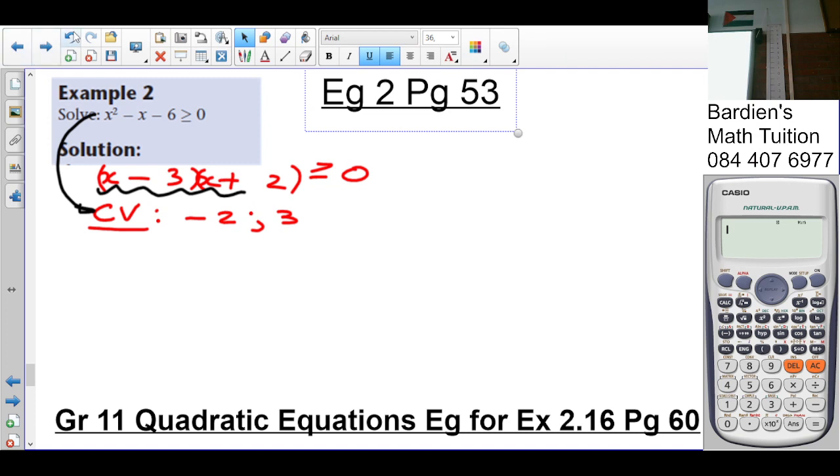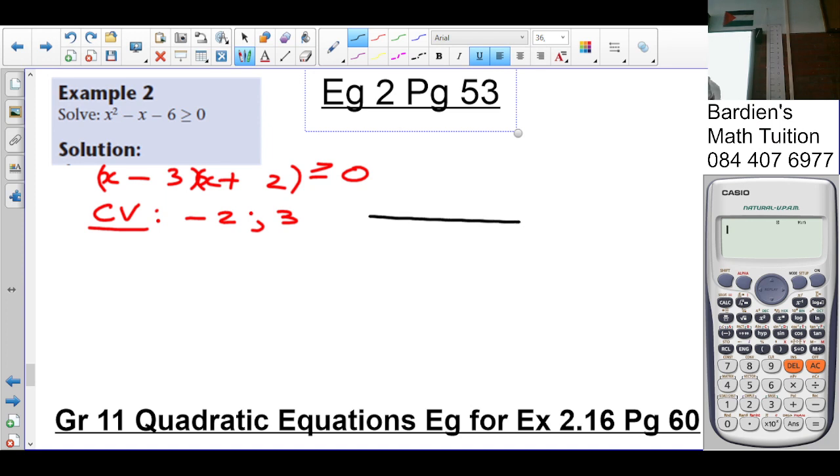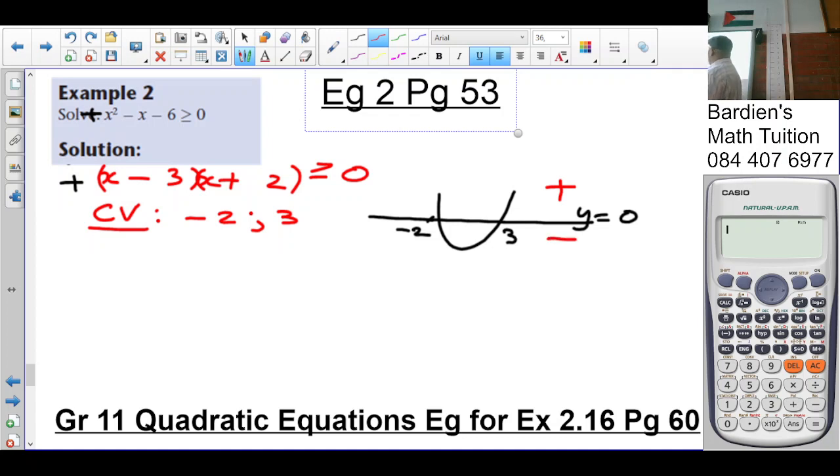So what do we do now? We take it to the graph. How do I know it's smiling? Because it is positive, not so? If it's not positive, most of the time we make it positive anyway. You'll see later on whether there's a negative, okay? So what goes on the line here? Negative 2 and here? 3. This is y is equal to 0. If it's above the line, it is positive. If it's below the line, it is negative.